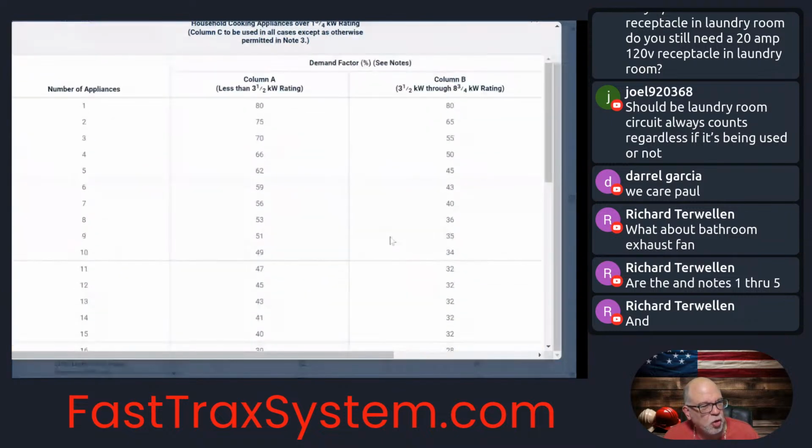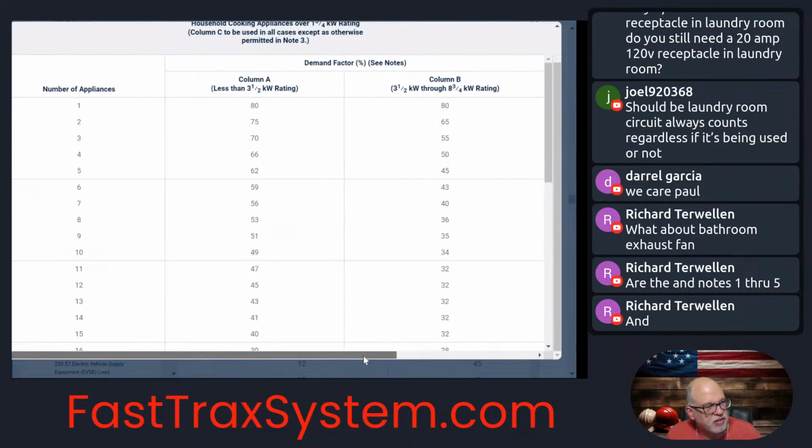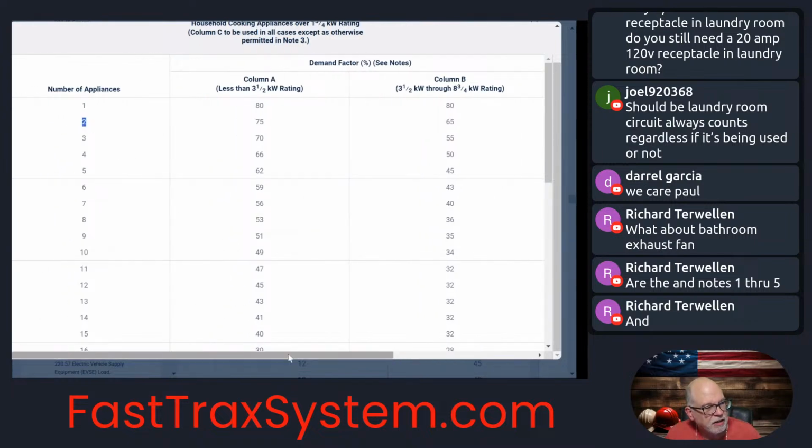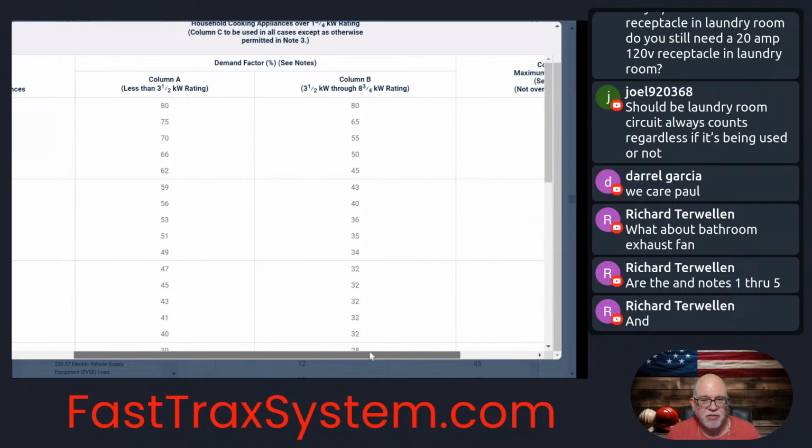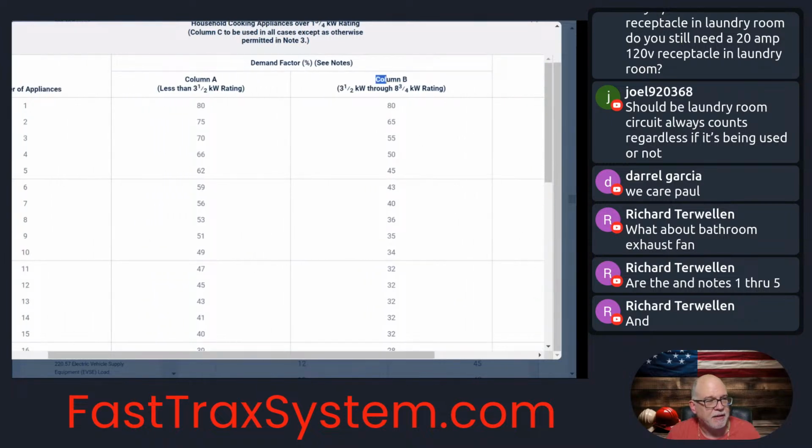All right, so now we already know what it would be for column C, right? Pretty straightforward. Since we have two appliances right here, which is the cooktop and the oven, then we just go to 2 and we come over here to the right, and that would be 11 kW. So if you wanted to use 11,000 VA, I guess you could do that in the real world if that's what you want to do, but on an exam that would not be the right answer because the right answer would be whatever yields you the best result. So in our case, we're going to be looking at column B and seeing what it yields. All right, so we have two appliances, right?